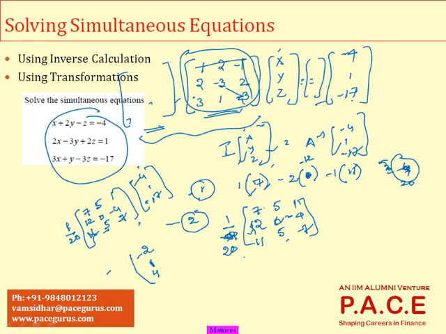So I am getting x, y, z as minus 2, 1, 4, which means x equal to minus 2, y equal to 1, and z equal to 4. Just substitute it back to check it out. Minus 2 plus 2 minus 4 equal to minus 4. And you will get your values. So this is one mechanism of solving your simultaneous equation using the matrix method.